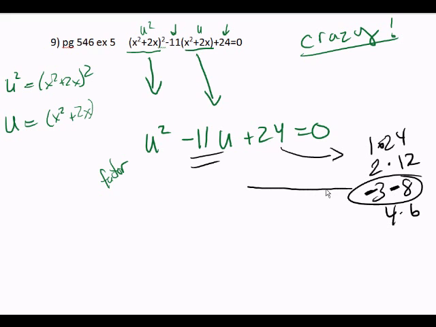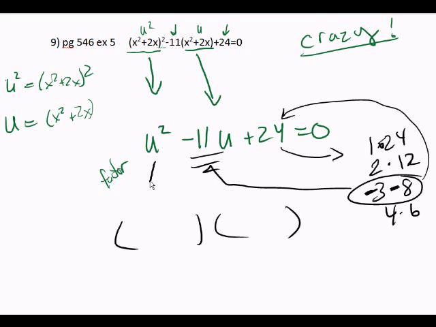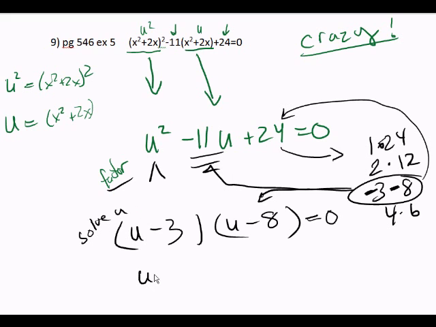3 and 8 will equal 11. A negative 3 and a negative 8 equals a negative 11. Do you see, when I multiply a negative times a negative, I get a positive 24. When I add them, negative 3 and a negative 8, I get a negative 11. So I'm going to write 2 big parentheses. Since we start with u squared, we're going to have u and u, and then a negative 3 and a negative 8 equals 0. So we factored it.